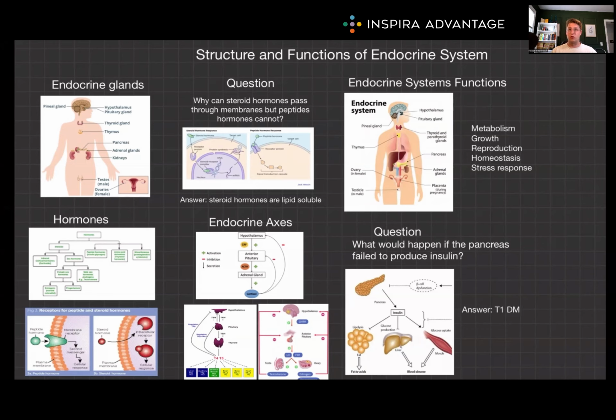Understanding the endocrine system is crucial for many areas of medicine, including endocrinology, reproductive health, and metabolic disorders, as well as getting you a lot of points on the biochem sections.